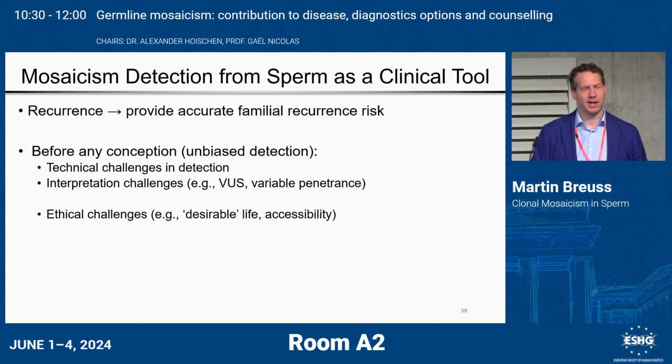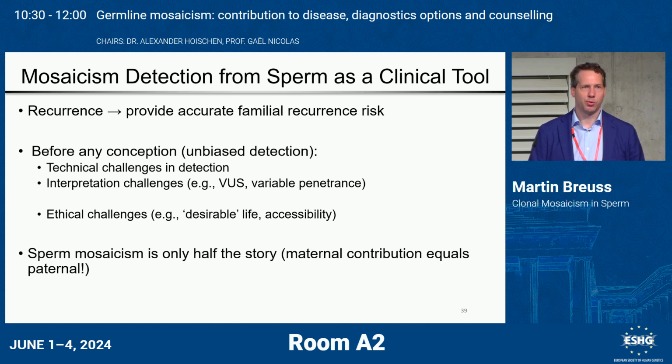And then obviously there are the ethical challenges. There is the classical question about what is a desirable life, at what point do we have an intervention, and what do we actually want to prevent, or what do we want to encourage. But also the very easy thing to think about is accessibility. Who can afford these unbiased mosaicism assessments? Will they be paid for? And especially coming from the US now, there's a very big issue with the accessibility of healthcare across different populations.